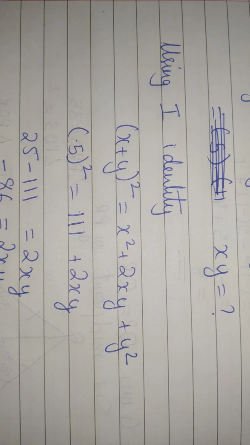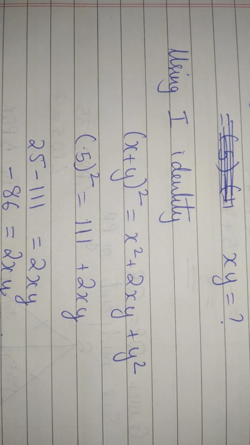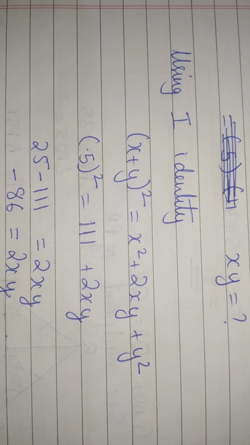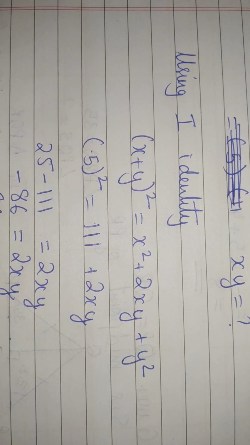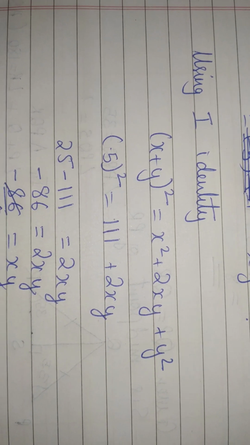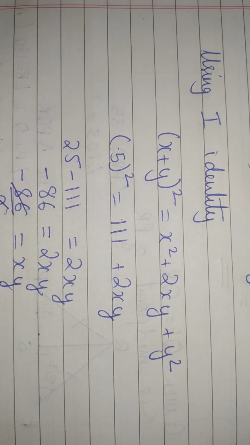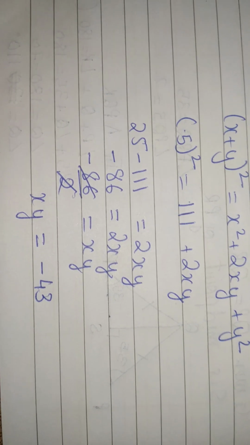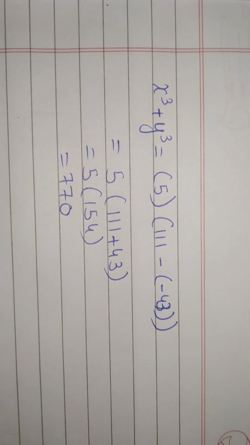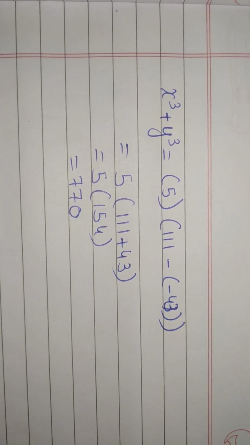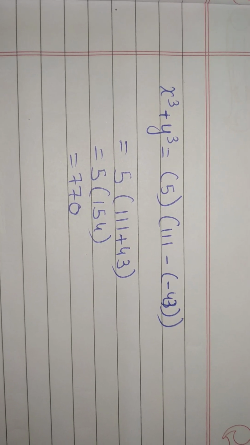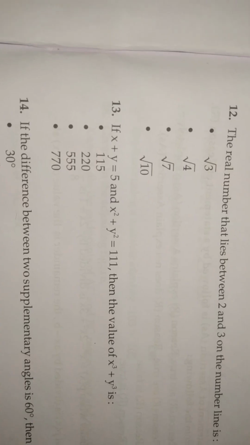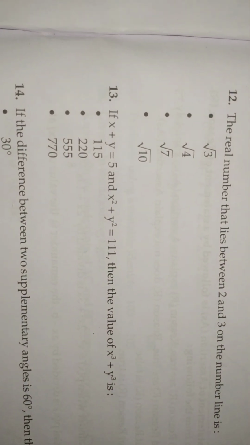So then we will substitute the value of x plus y. What is the value of x plus y? 5. And what is the value of x square plus y square? 111 plus 2xy. So 25 minus 111 is equal to 2xy. So from here we'll get the value of xy as minus 43. Okay, then we'll substitute this xy in the ninth identity. So from that we will solve that sum and we'll get the final answer as 770. So the correct answer is option D.